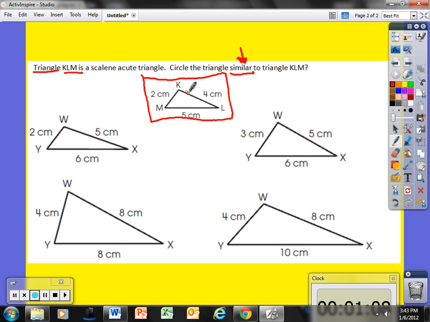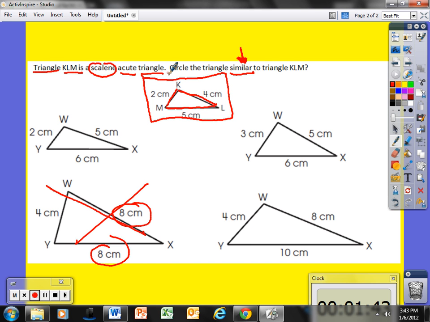Now it says this is going to be a scalene acute triangle. So then the triangle that's similar must also be scalene. Now I can automatically eliminate this one because this has 2 sides that are the same. That would be an isosceles triangle. So I know it's not this one. Okay, similar. This goes 2, 4, 5. One side's 2. Side KL is 4, and side ML is 5.